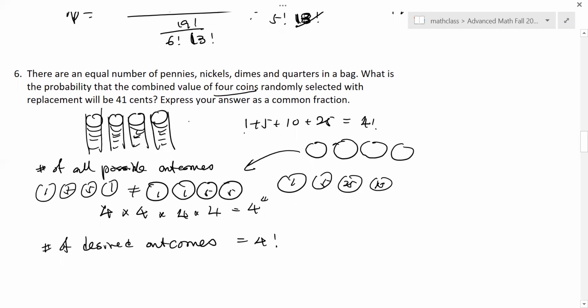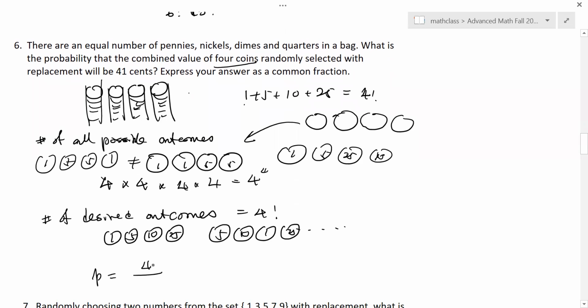This is the total number of outcomes. So you could have 1, 5, 10, 25, or you can have 5, 10, 1, 25, right? That's why 4 factorial. Then the probability is 4 factorial over 4 to the 4th power, which is 3 factorial times 4 over 4 to the 4th. You simplify a little bit: 3 factorial is 6, then you have 4 cubed. So 6 over 4 cubed.